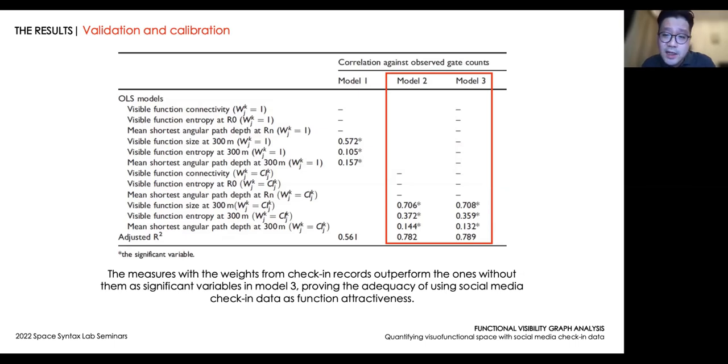This is telling us that the adequacy of using the social media check-in data is a function of attractiveness. And this kind of remark demonstrates the effectiveness of the proposed measures and the suitability of the data set for modeling flow aggregation and people's perception in this area. So we recognize that if we use the indices that we proposed with the check-in information, we will increase predictability by 20%.